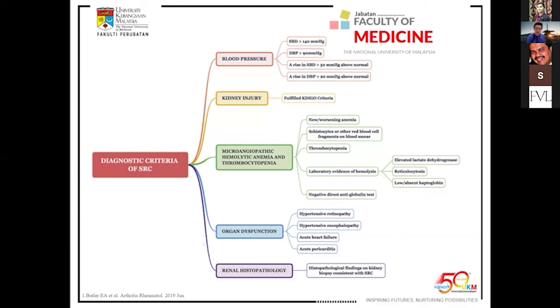And of course, if you can biopsy the patient showing the vascular changes, that would be the best, but there are some caveats behind the biopsy, which I will further elaborate later on in my slides.